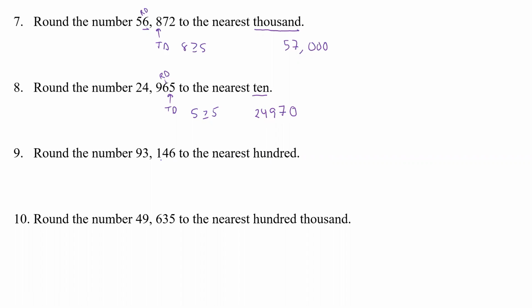Now this one's to the nearest 100. Well, the 100 is right here, so that's going to be our rounding digit. That's going to be our test digit. Now the question is 4 greater than or equal to 5? No, it's less than. And so that means we're not going to round that rounding digit up, so that's going to stay 9, 3, 1, and then we're going to drop all the rest to make them zeros.